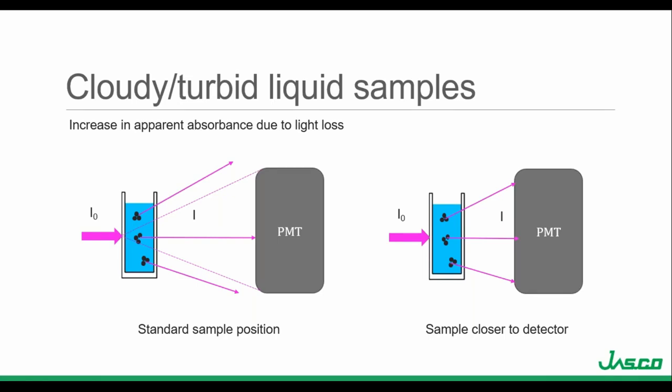So for some samples, you can actually move the sample cell closer to the detector to remedy this issue, shown by the figure on the right. So the closer the sample is to the detector, the more light that could potentially reach the detector's face or surface.